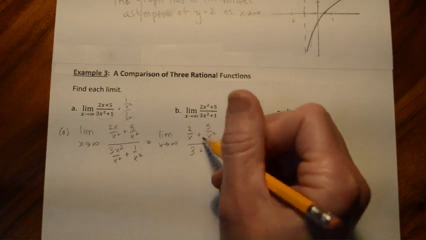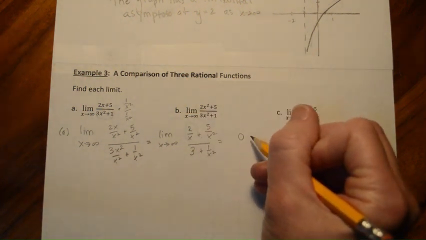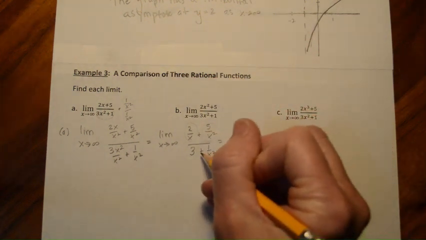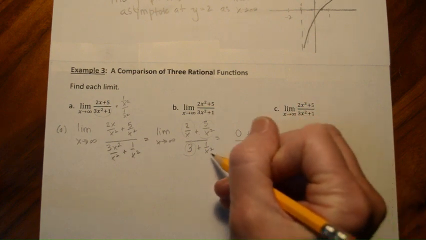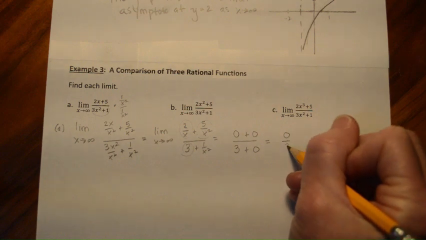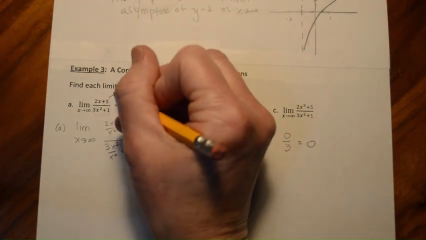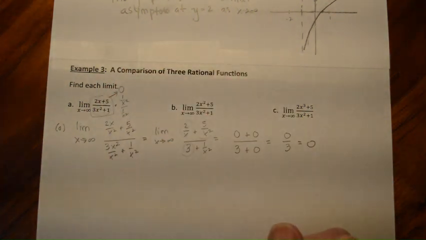As we let x go to infinity, we know by theorem 3.10 this goes to 0. This goes to 0. This is just a constant that's going to stay at 3. And this is also going to go to 0. So we end up with 0 over 3, which is 0. So as x approaches infinity, this whole function goes to 0.